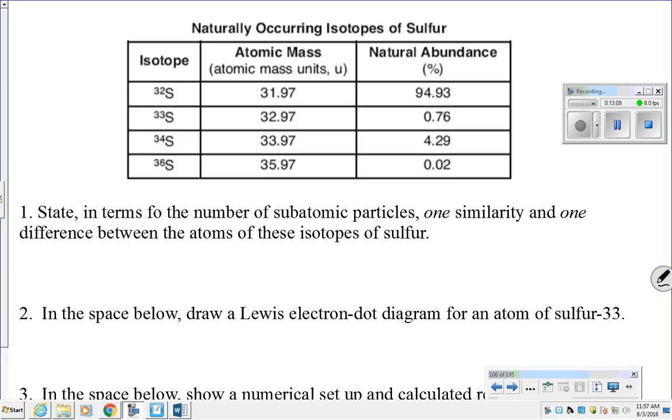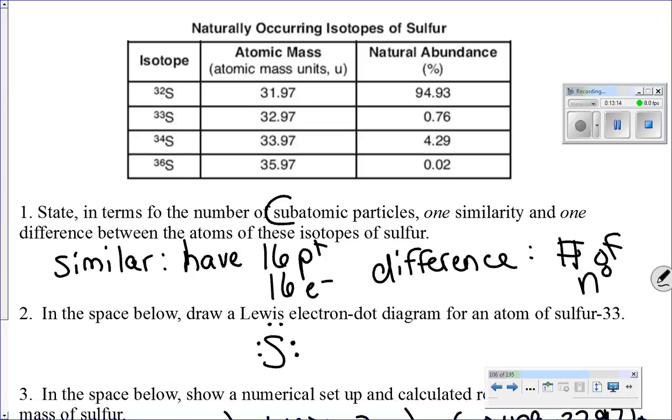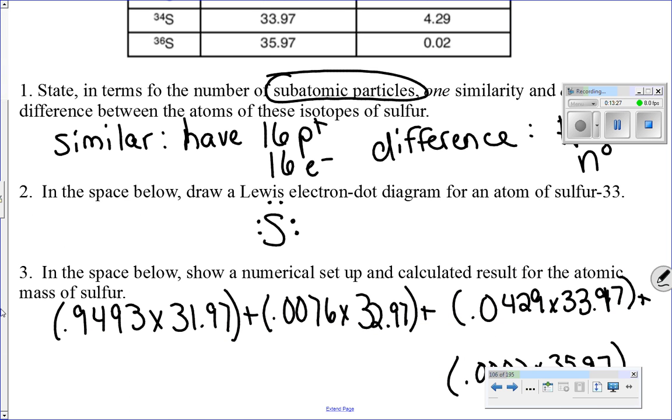Just take a minute to solve each of these problems and then check your answers. So you can go ahead and check your answers. Subatomic particles, remember, you need to be referencing protons, neutrons, and electrons. Not okay to say mass. They're different because they have a different number of neutrons. Best answer is really protons for your similarities, but electrons is okay as well.